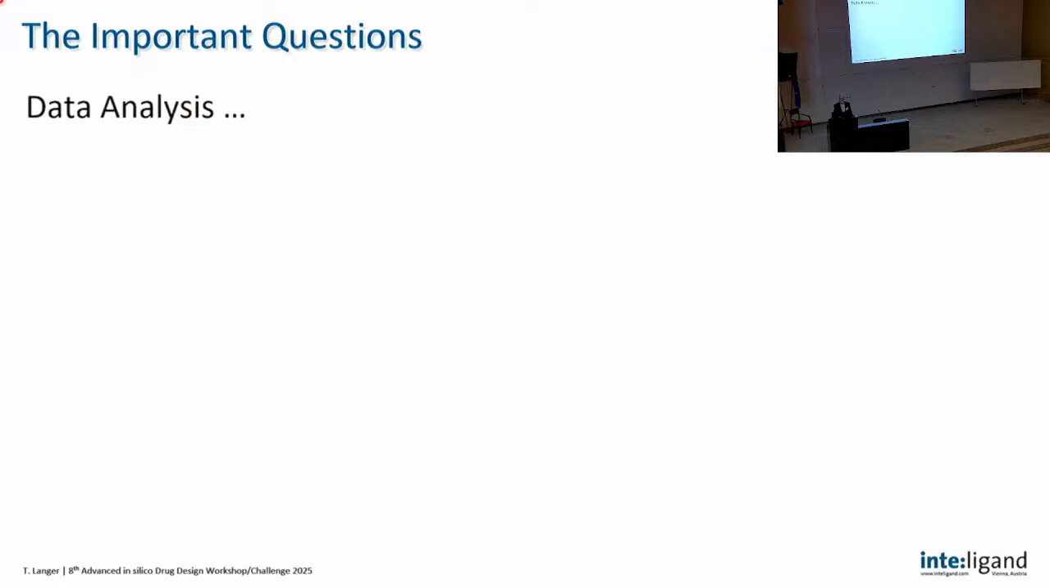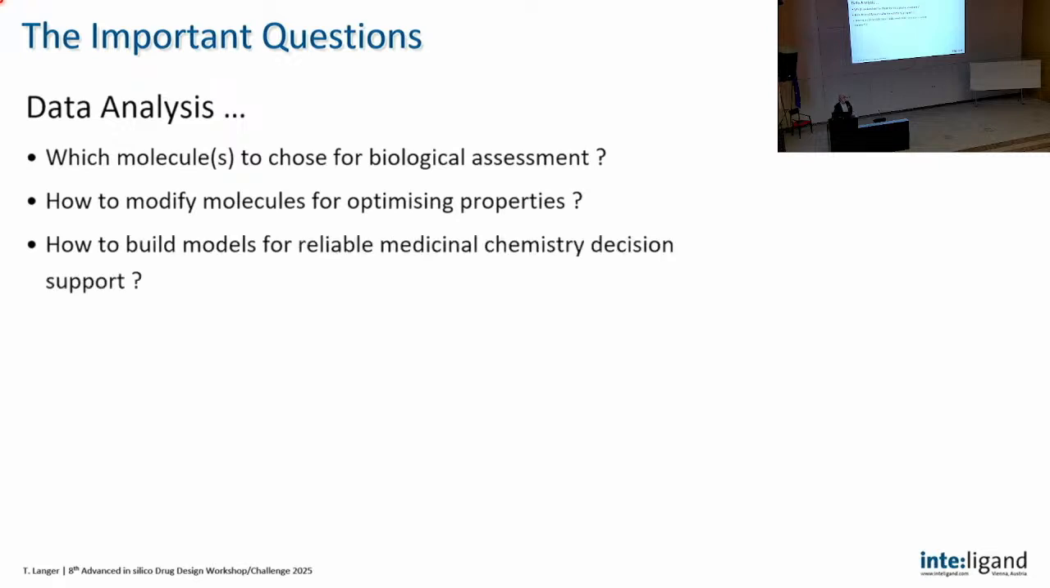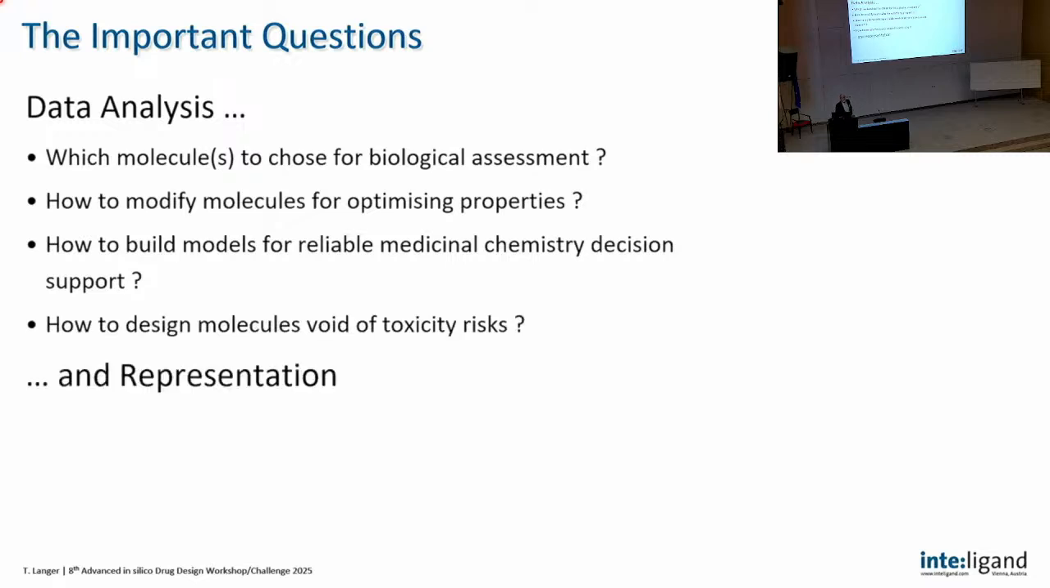So how can we do this? It's about data analysis: which molecules to choose for biological assessment, which one to make, and how to modify the molecules for optimizing the properties. We have a multidimensional optimization problem when we do drug discovery. We need compounds that are not toxic, that are well soluble, that have high potency, high efficiency, et cetera, et cetera. There are hundreds of parameters that we need to optimize. And we need models for helping the medicinal chemists to make good decisions, also to avoid risks of toxicity. And we also need methods to represent our data in a way that medicinal chemists can make sense of it.